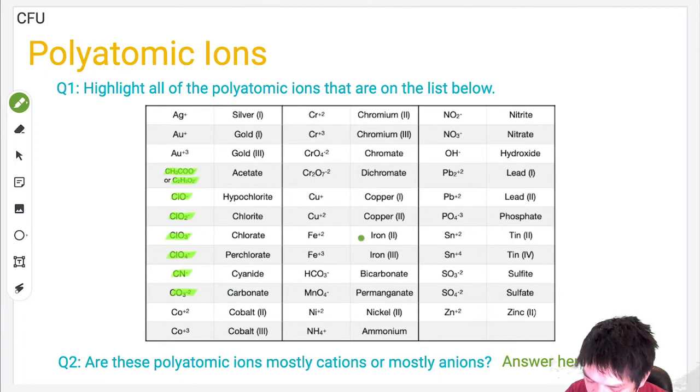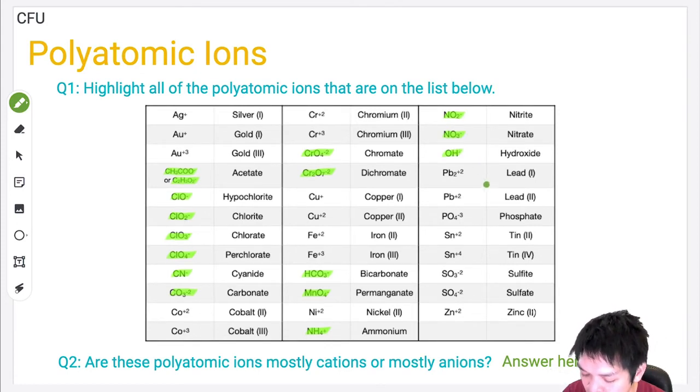And then on the second column, we have chromate and dichromate. These ones have -2 charges, but their amounts of chromium and oxygen atoms differ. So be careful about that. We also have bicarbonate, that has a -1 charge. We have permanganate, that has a -1 charge. And ammonium, that one has a +1 charge. On the third column, what else? We have NO2, NO3, these both have a -1 charge. We have OH, that has a -1 charge.